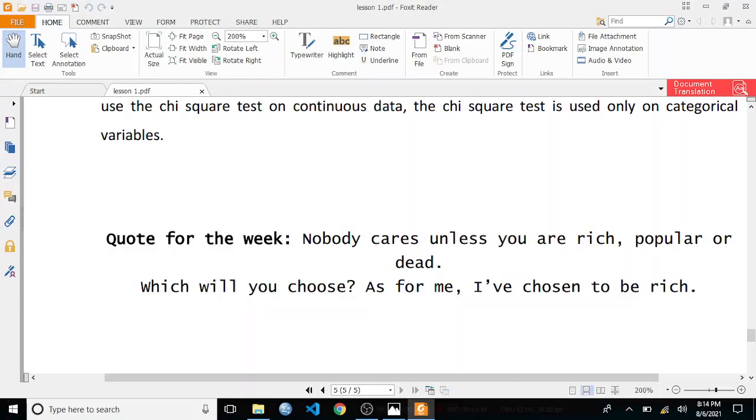Remember, nobody cares unless you are rich, popular, or dead. Which will you choose? As for me, I have chosen to be rich.